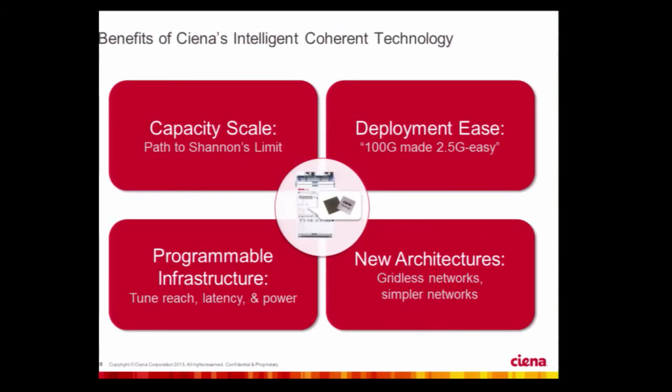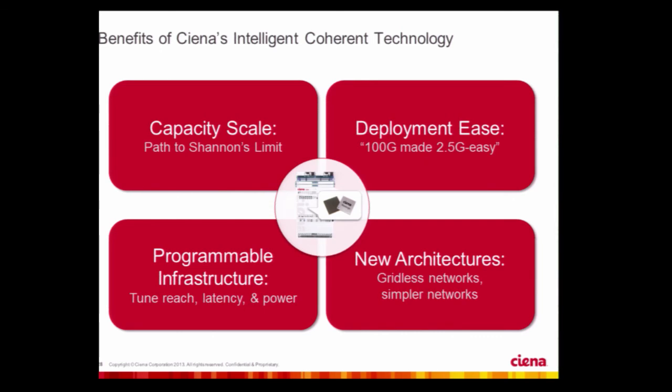So the benefits are really summarized on this slide. First of all, coherent gives you a path to Shannon's limit, so you can actually increase the amount of information you can get into 1 hertz, so it increases spectral efficiency. That would not have been possible with intensity modulation. It makes deployment very easy. 100 gig is basically the same as when you did 2.5 gig 20 years ago.